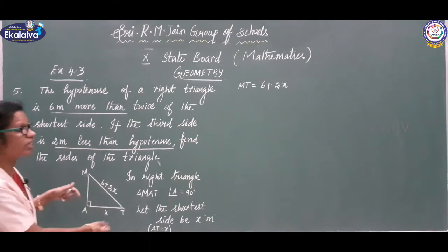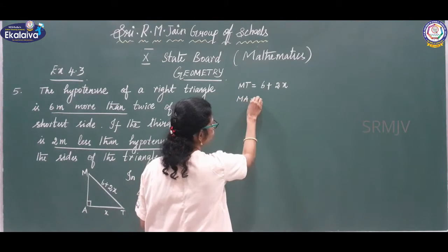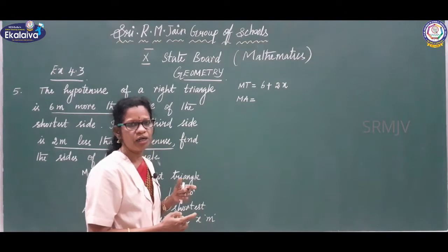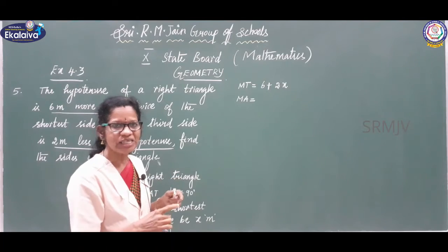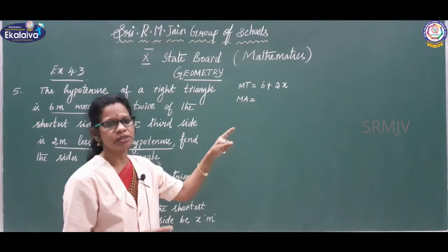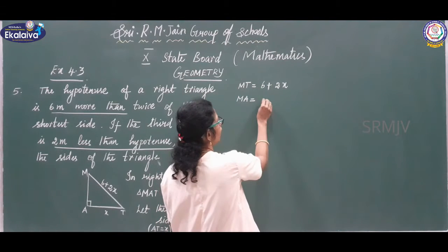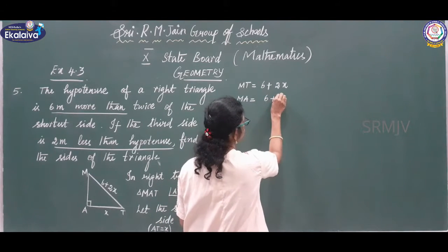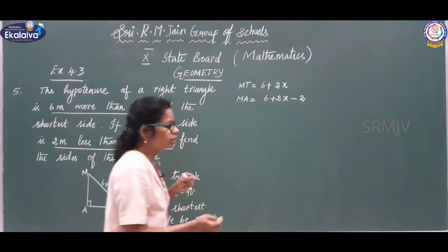That means what it is? MA equal to 2 less than, right? 2 less than the hypotenuse means what? 2 less than 6 plus 2x. Then you shift 2 to that side. What it becomes? Negative symbol, right? 6 plus 2x minus 2. That is the meaning, right?